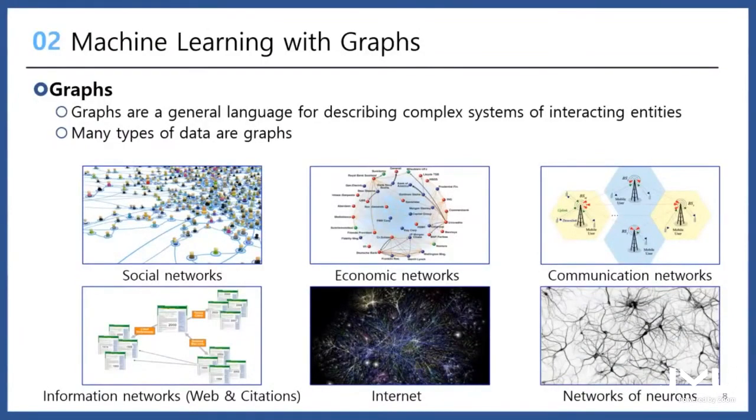Data are represented in graph form for information. Graphs are a general language for describing complex systems of interacting entities. Many types of network data are represented graphically, such as social networks, economic networks, communication networks, information networks, internet networks, and neurons, and so on.